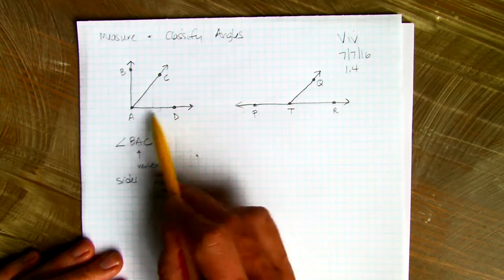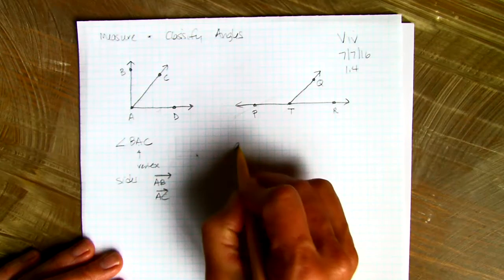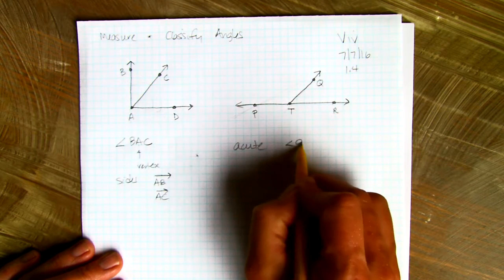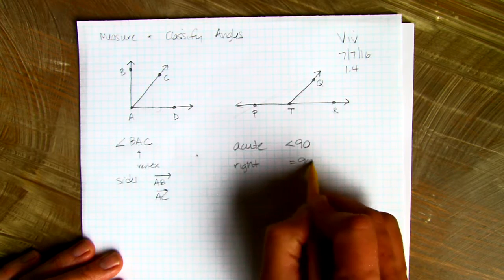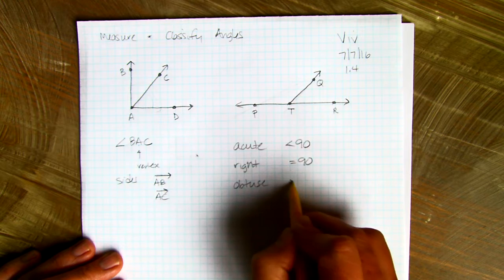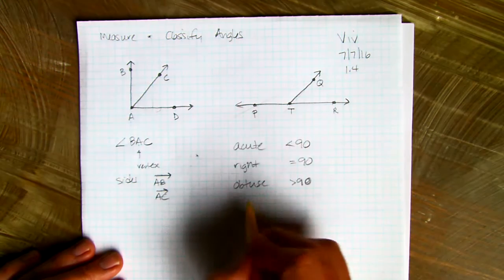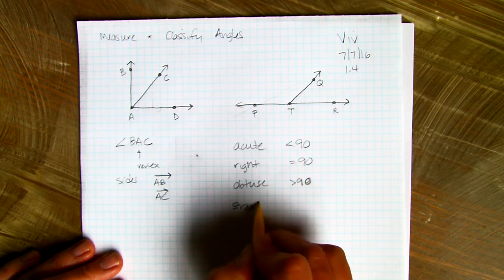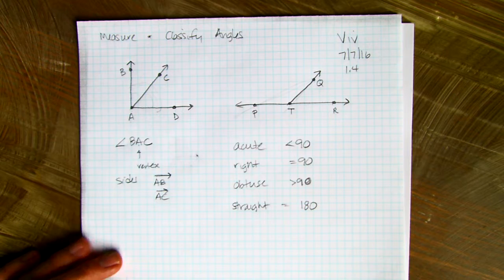In terms of classifying angles, we might talk about acute angles. Do you remember what those are? They're less than 90. Right angles equal 90. Obtuse angles are greater than 90. A straight angle is equal to 180.